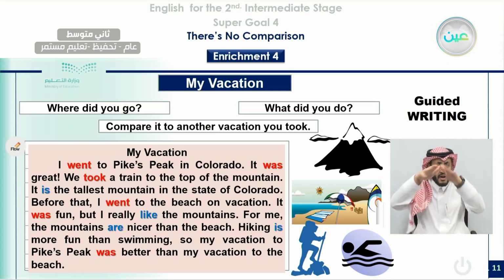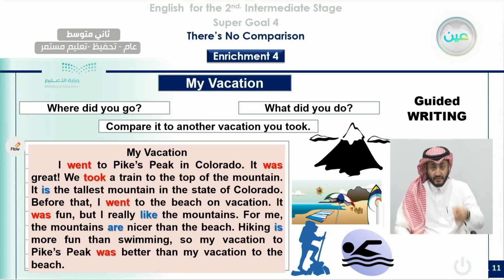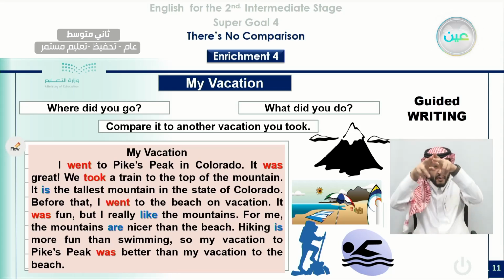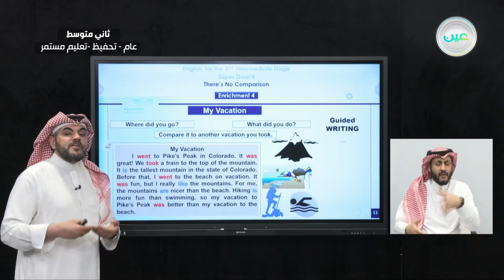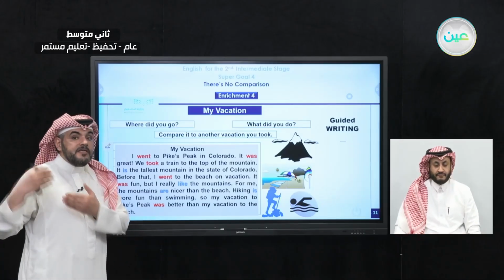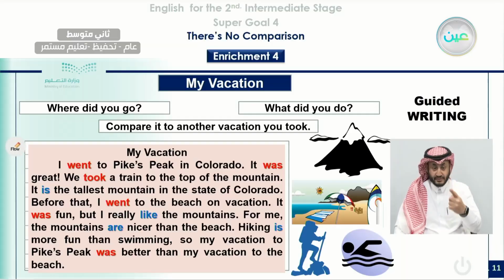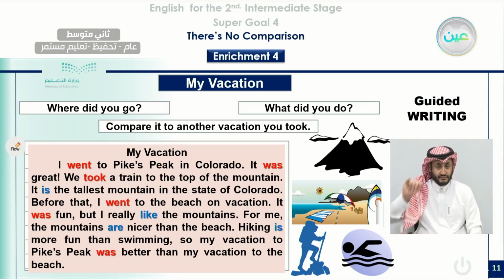Okay, we took, so that means in the past. It is the tallest mountain in the state of Colorado. Here, look at the sentence in the present because the writer now is telling us about a fact, not something that happened. Look at the sentence here. It is the tallest mountain in the state of Colorado. Now, talking about the peak. What peak? Pikes Peak in Colorado.